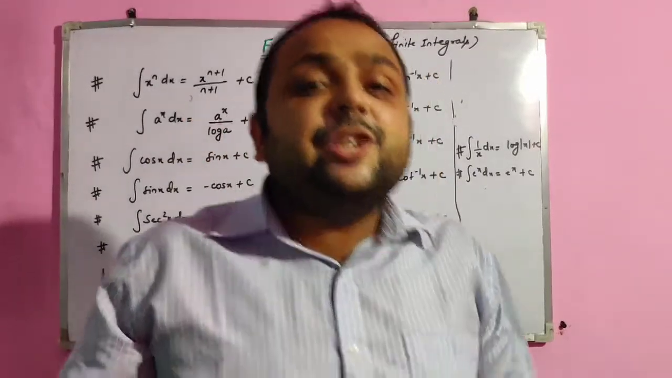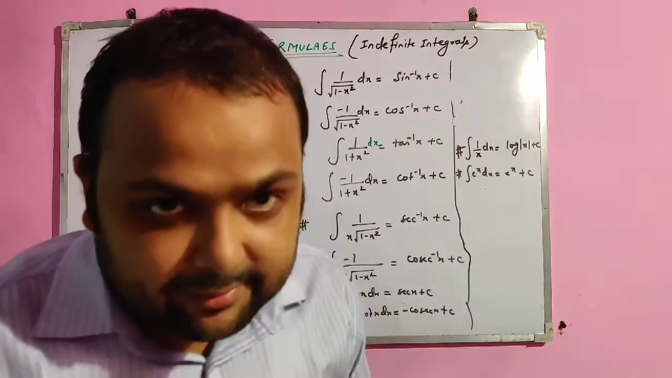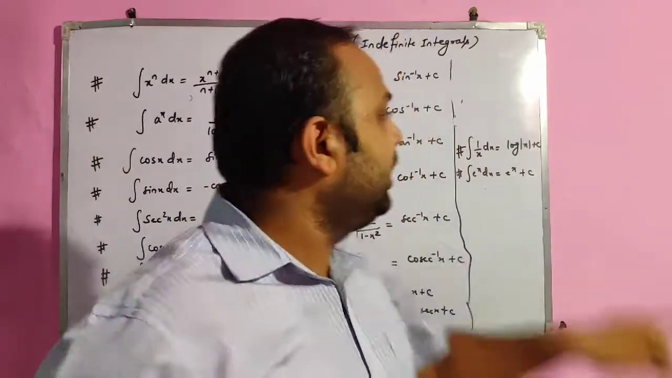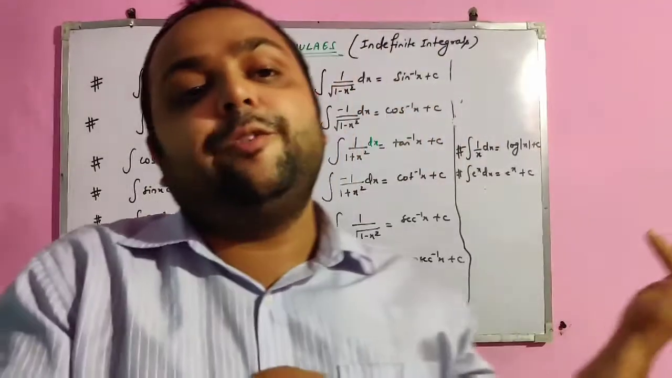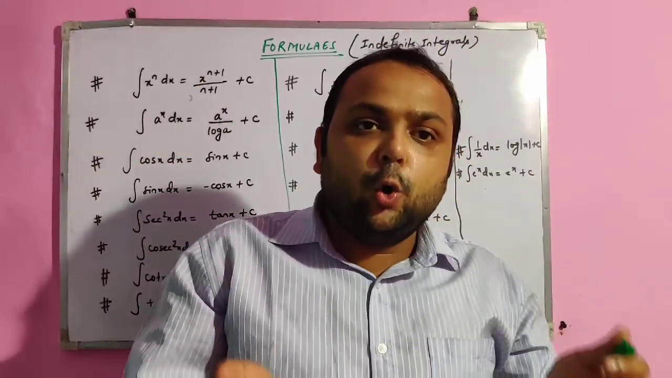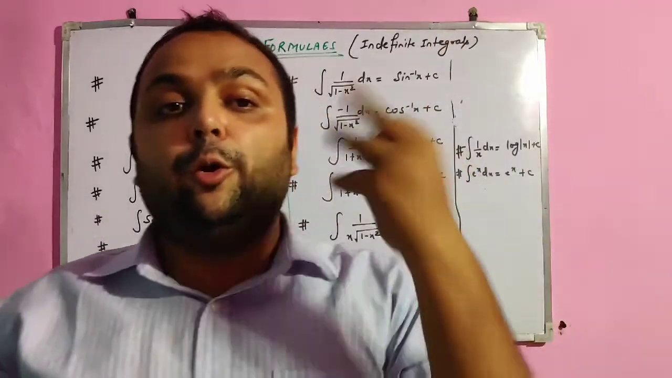Also, differentiation of log x is 1 by x, so integration of 1 by x is log of mod x, since log is always positive. Differentiation of e^x is e^x, so integration of e^x is also e^x. By seeing all these, it is also given in the first page of your book.